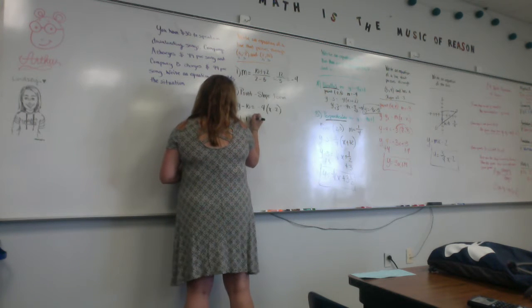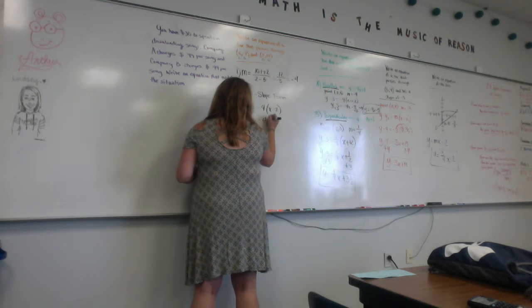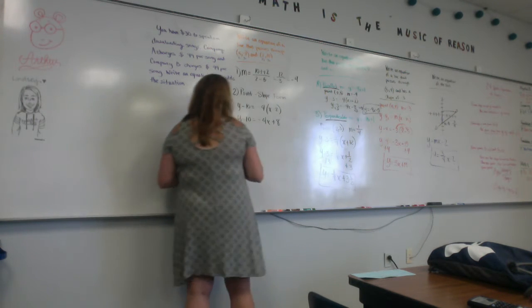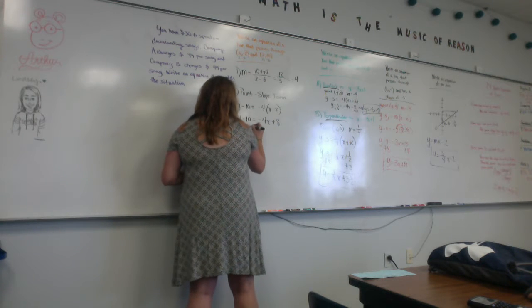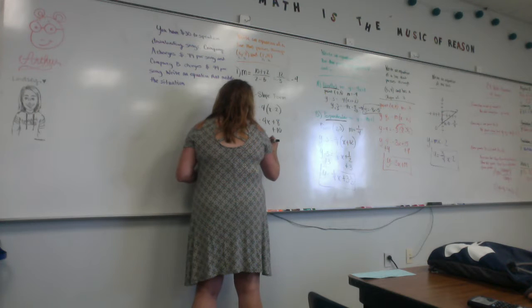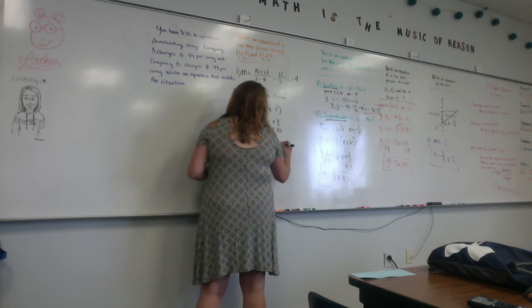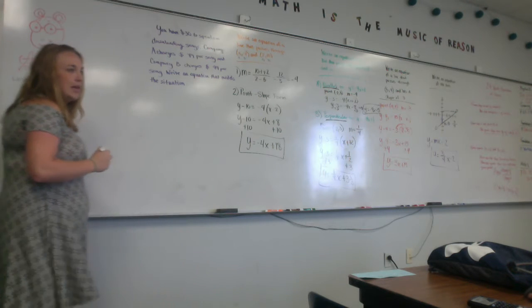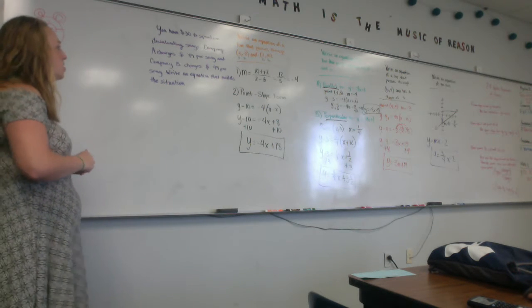y minus 10 equals negative 4x, and negative 4 times negative 2 is a positive 8. I'm adding 10 to both sides. y equals negative 4x plus 18. There's my equation. Okay? I don't think this is too difficult.